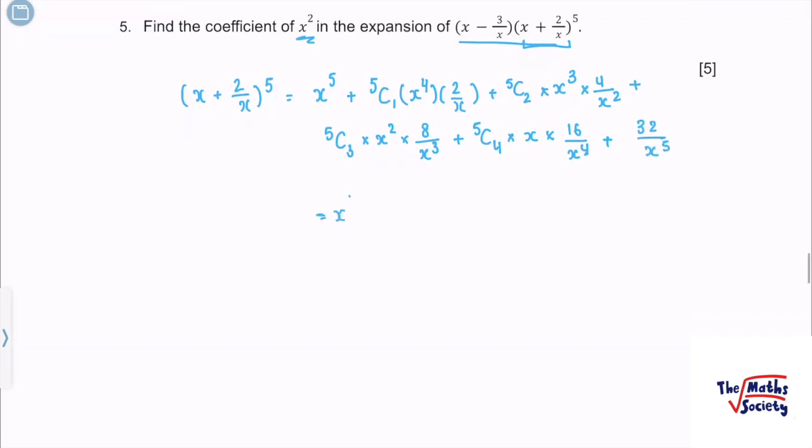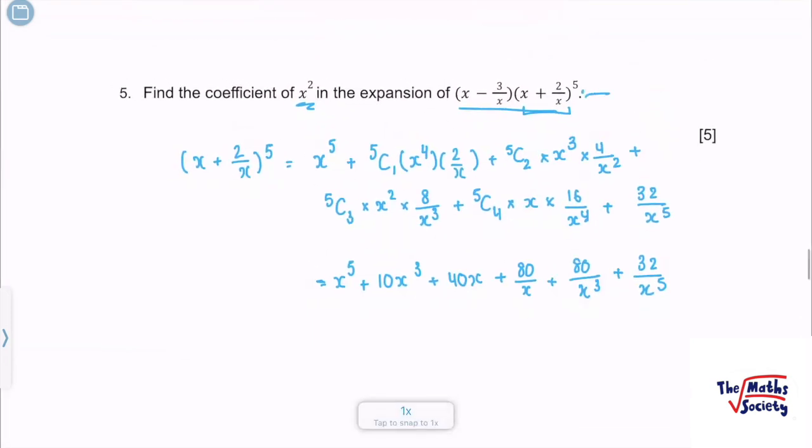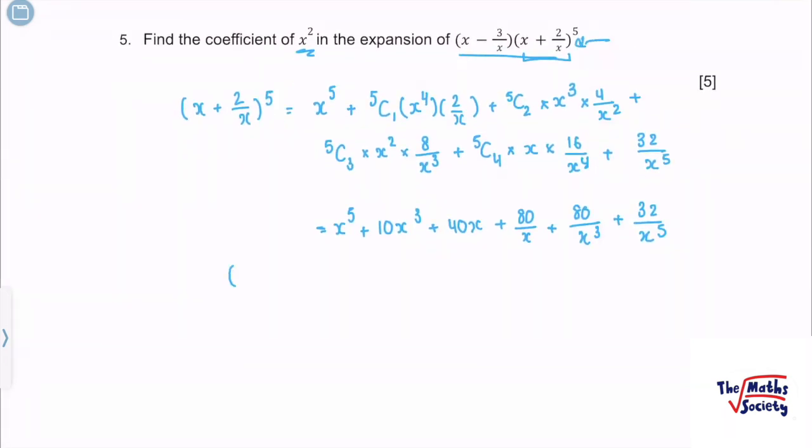So we just simplify it: x to the power 5 plus 10x cubed plus 40x, and then 5C4, that's 80 by x, and then 80 by x cubed, plus 32 by x to the power 5. So that's your expansion of the power 5 bracket. And you're going to multiply it with x minus 3 by x.